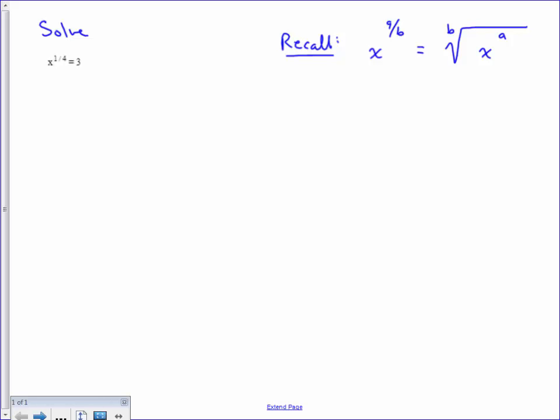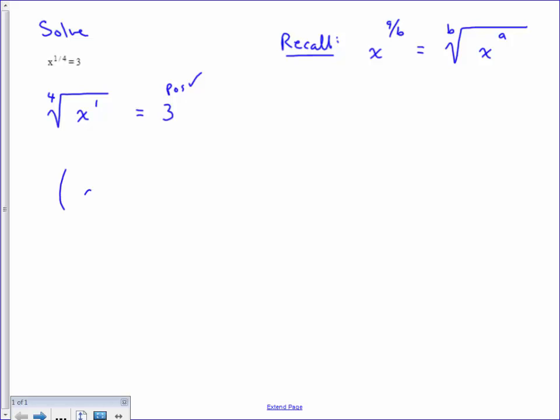So in this case, this would be rewritten as the fourth root of x to the first power. And then we would still have the 3 on the right side. To solve radical equations, we first want to notice if our root is even or odd. In this case, it's an even root because of the fourth index. If you have an even root, make sure that whatever's on the right side is positive, which in this case it is. That means that when you solve this, whatever solution you get is a legitimate solution.